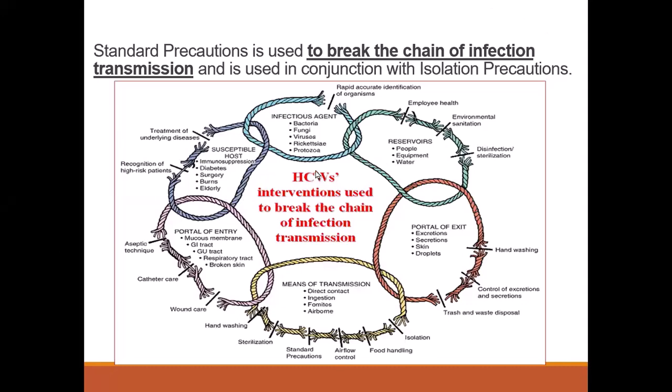So to implement the standard precaution, we need to break at least 3 of this infection chain. For example, if we have a susceptible host, like a patient with comorbid disease, diabetes or hypertension, or a patient on chemotherapy, how we will prevent infection is to place the patient in isolation and to prevent the exposure of this patient to outside pathogens.